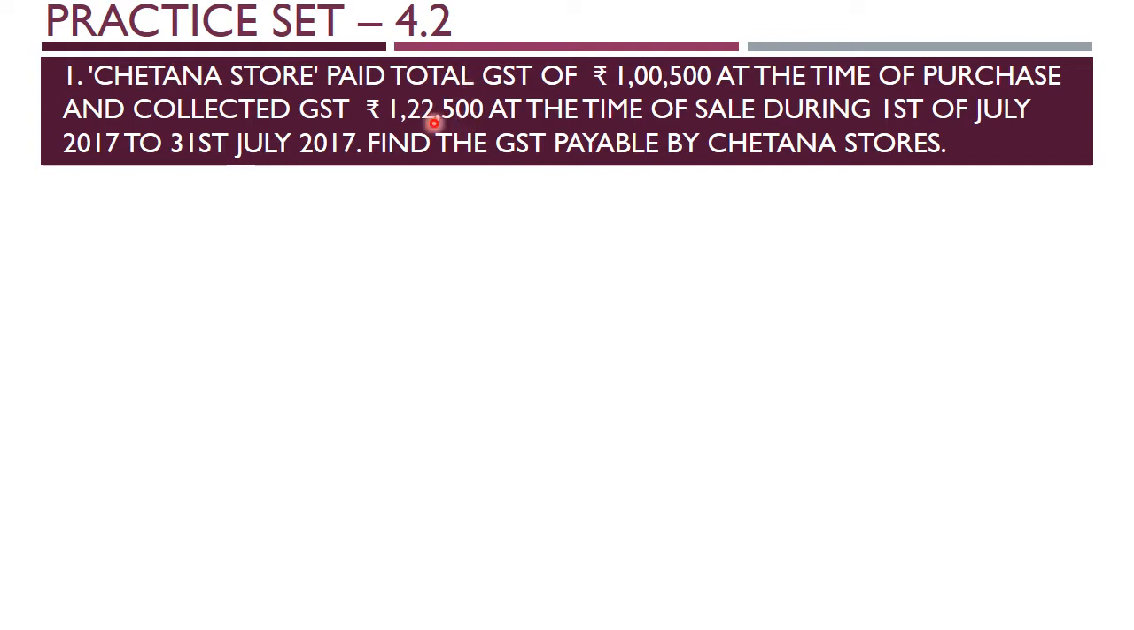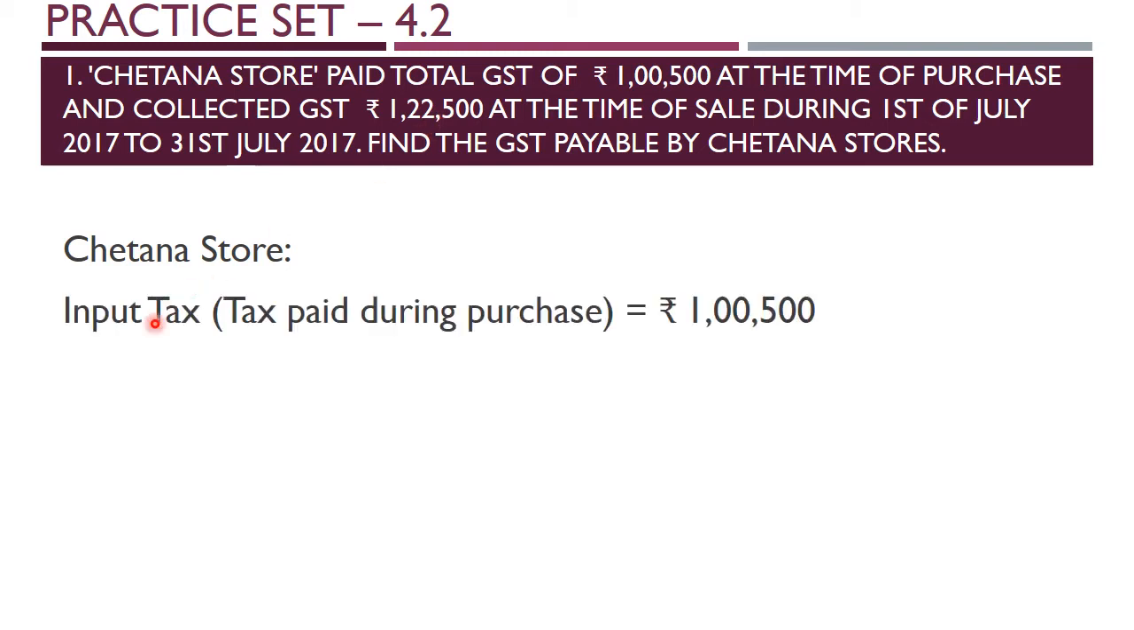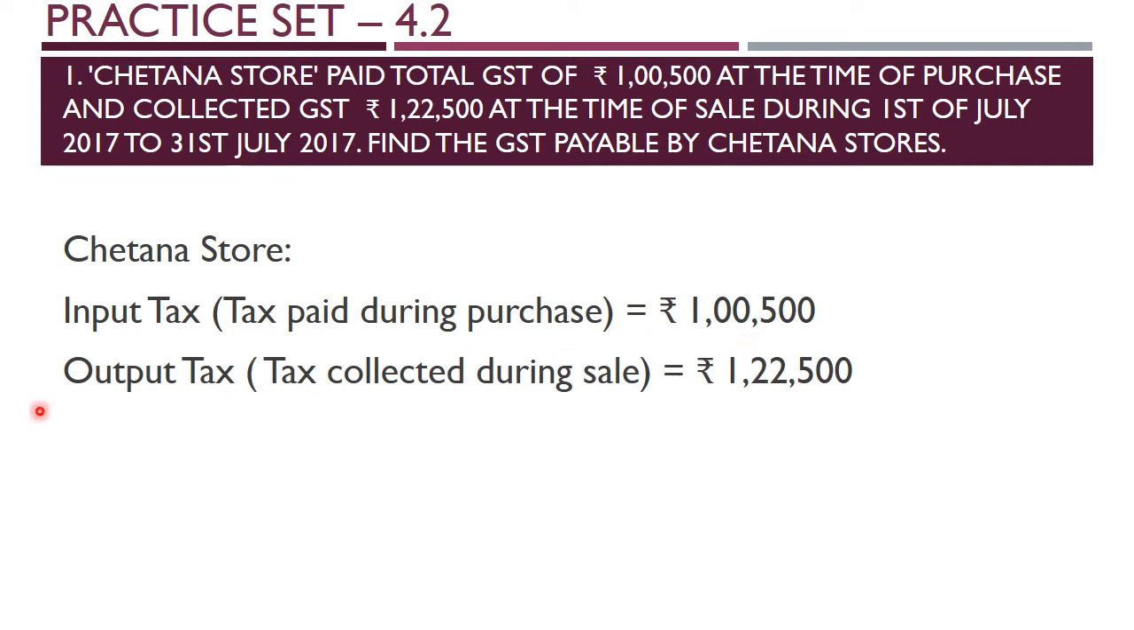Now clearly you might know which one is the input tax and which one is the output tax for Chetna Store. First, mention the name of the firm, and then input tax means tax paid during purchase. Here the tax paid during purchase is 1,05,000, so your input tax should be 1,05,000. Next comes the tax collected, that is output tax, tax collected during sale, and that will be equal to 1,22,500. Now we just need to find the GST payable.